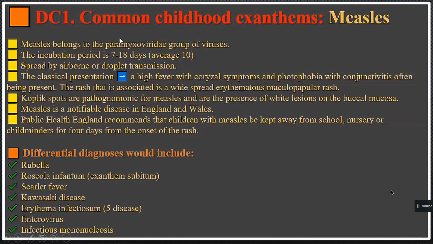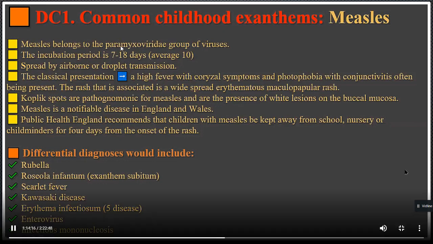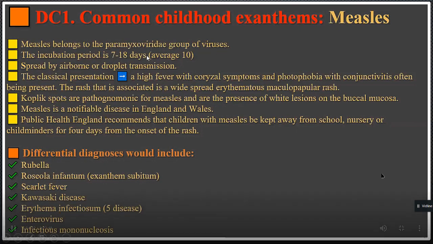So measles here, as we said, the causative organism is Paramyxoviridae, a group of viruses, incubation period 7 to 18 days, average 10 days. It can be an option in the exam. Spread by airborne or droplet transmission. It can be an option in the exam. The classical presentation, so they can give you scenarios. The patient has high fever, coryzal symptoms, photophobia, conjunctivitis. So conjunctivitis here is very common. The rash is associated with widespread erythematous, as we said, maculopapular rash.